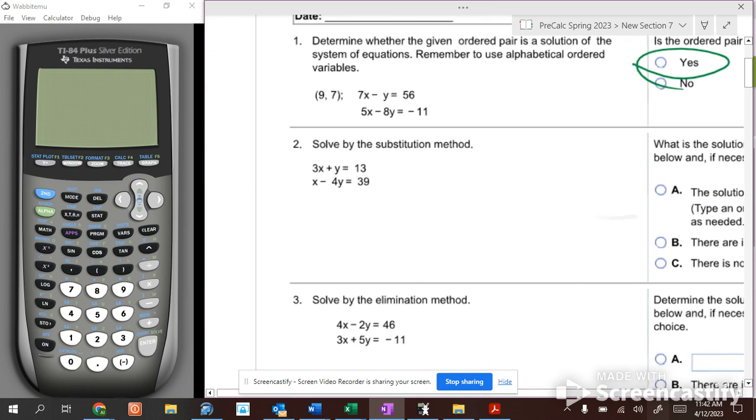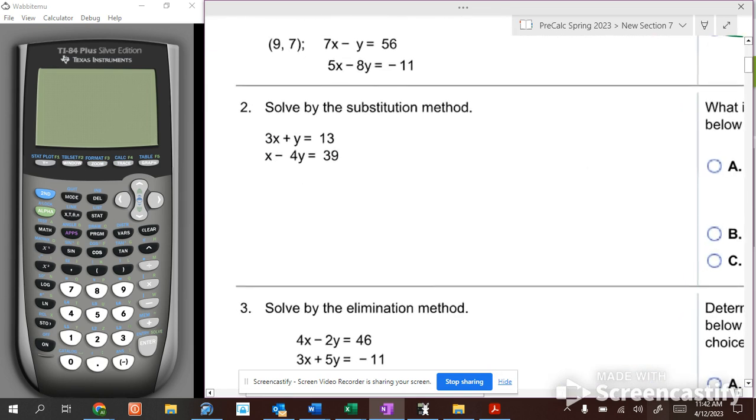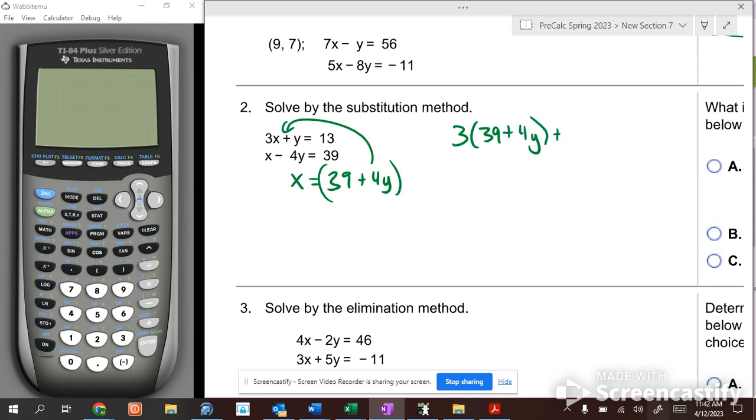Substitution method. How would I do substitution method on this? What would I get alone? X in the second equation. X equals 39 plus 4y. So you take the 39 plus 4y, plug that in for the x up there. 3 times 39 plus 4y, plus y equals 13.